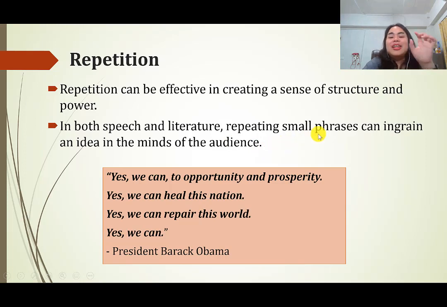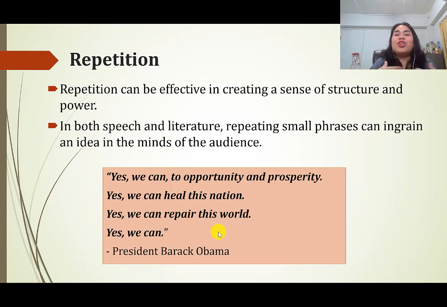Repetition, even with small phrases, can ingrain an idea in the minds of the audience, what you call inception. By repeating one word over and over, it can actually get into one's head. Like with this one, President Barack Obama said, "Yes we can to opportunity and prosperity, yes we can heal this nation, yes we can repair this world." Look at what he does here. The main message that he wants to say is that of course we can do things.